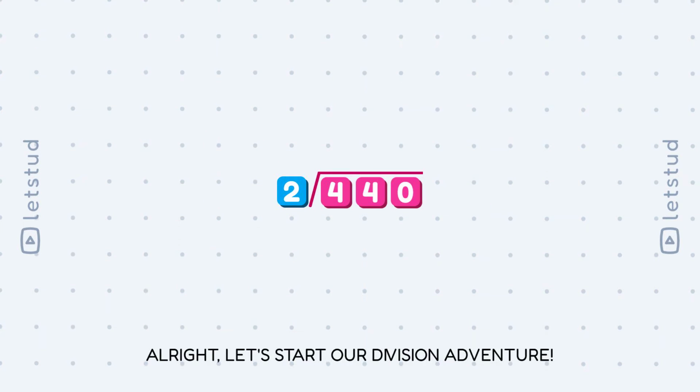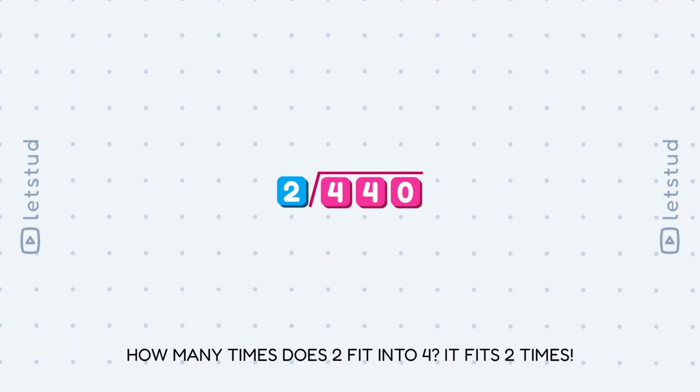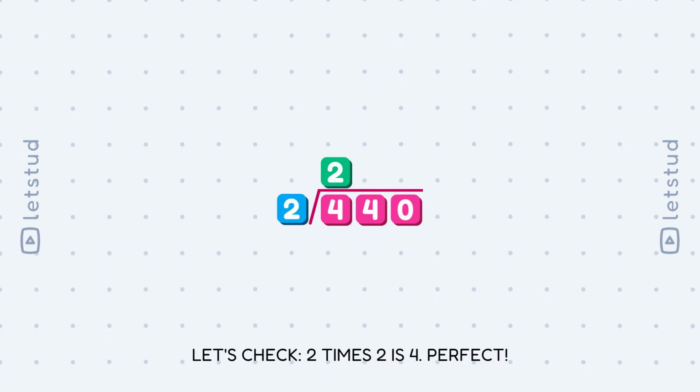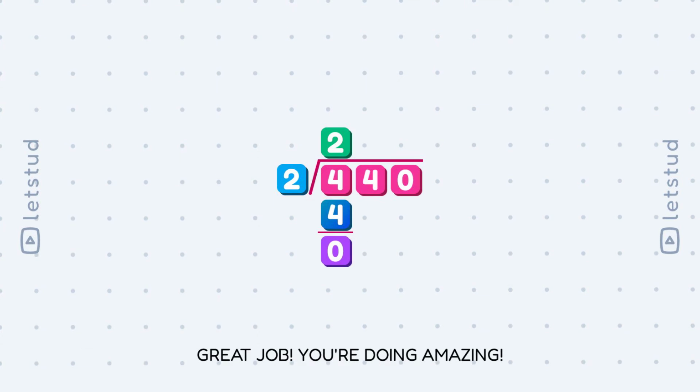All right, let's start our division adventure. We look at the first digit of 440, which is 4. We'll use this digit for our first step. How many times does 2 fit into 4? It fits 2 times. Let's check. 2 times 2 is 4. Perfect. Now we subtract 4 from 4, which leaves us with 0. No remainder here. Great job, you're doing amazing.